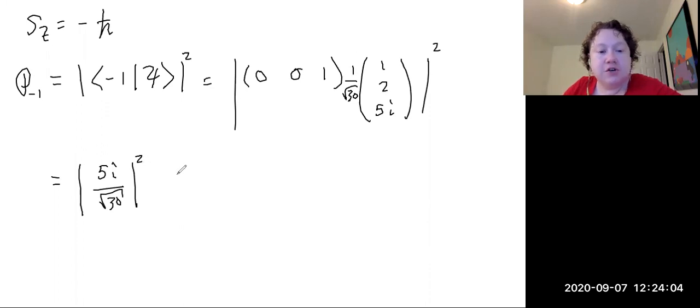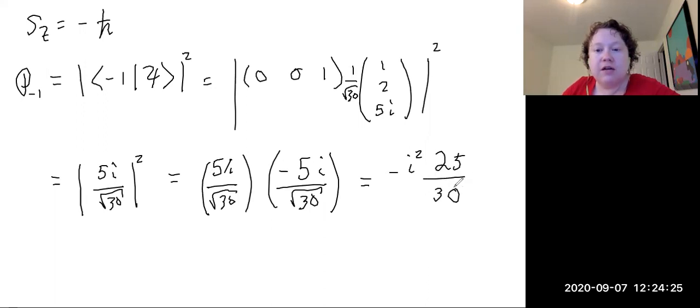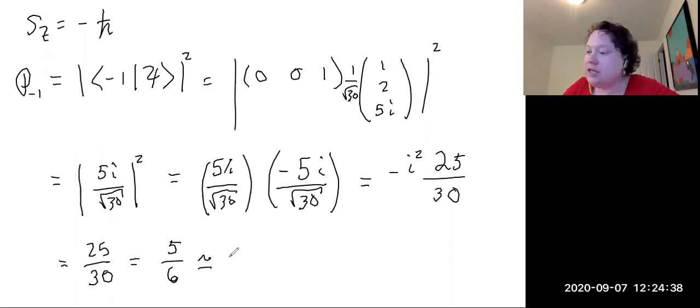Now, because there's an imaginary component, this becomes 5i over the square root of 30 times its complex conjugate, which is minus 5i over the square root of 30. So this leaves me with minus i squared times 25 over 30. And remember, i squared is -1, so the negative ones cancel. I get 25 over 30. 5 goes into this one 5 times, or 5/6, which is approximately 83%.